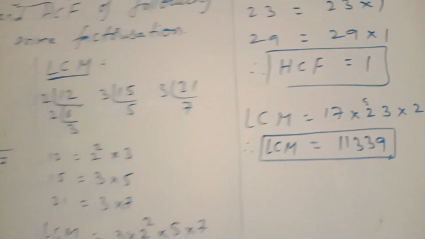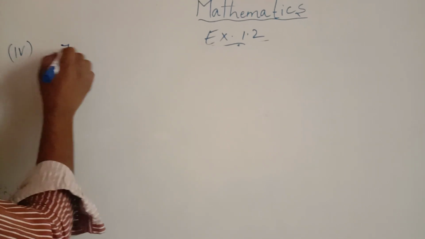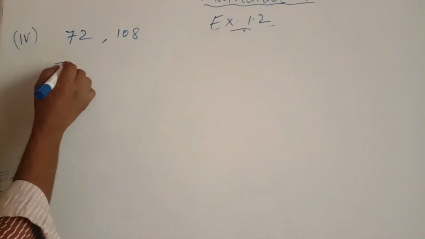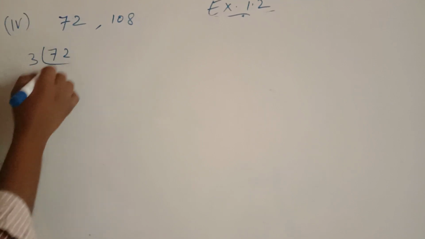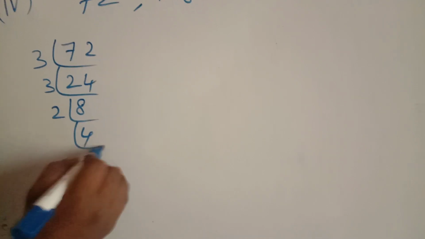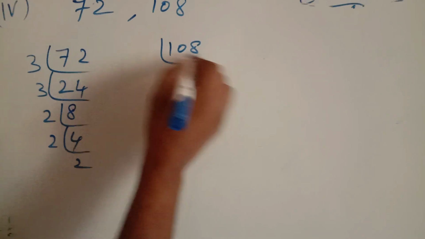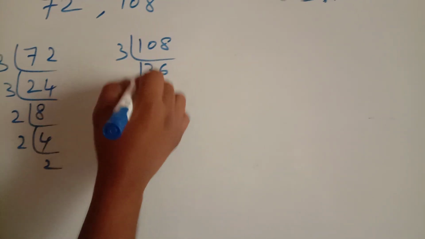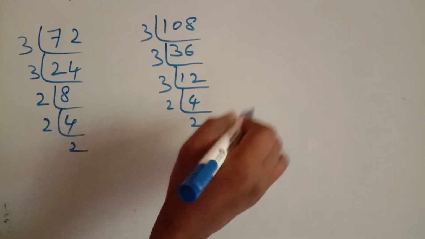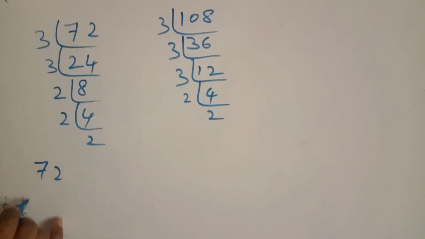And the next question is 72, 108. So 72 I am representing as 3 2s are 6, 3 4s are 12, 2 4s are 8, 2 2s are 4. And 108 can be represented as 3 3s are 9, 3 6s are 18, 3 12s are 36, 3 4s are 12, 2 2s are 4. So HCF is equal to, now you can represent 72 and 108.